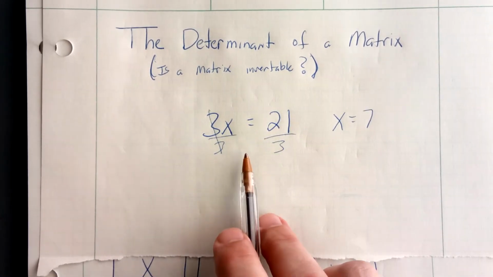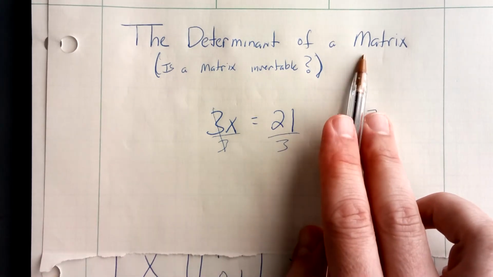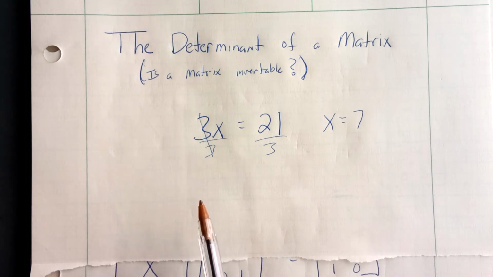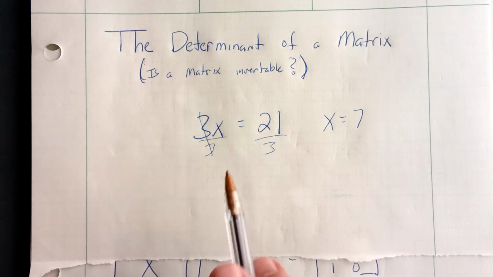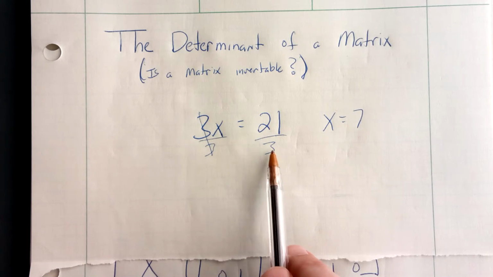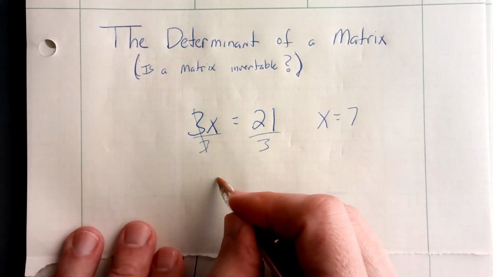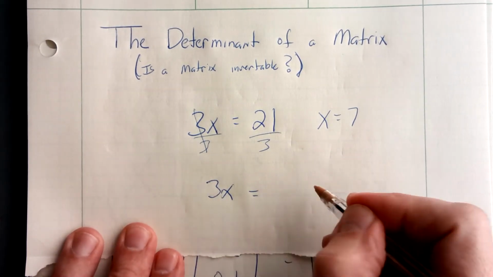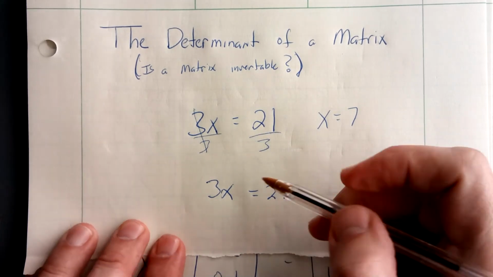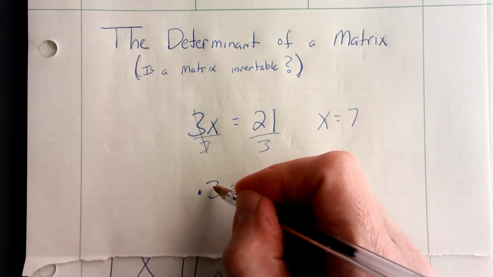Well, the problem with matrices is that you cannot divide. There isn't a division operation, but there is a multiplication operation. So if I look again at this equation of 3x equaling 21, there was another way I could have solved this through multiplication and not division. The way I do that is I multiply by the reciprocal, or the inverse, or the inverted number of 3. So I multiply by its inverted form, 1/3.